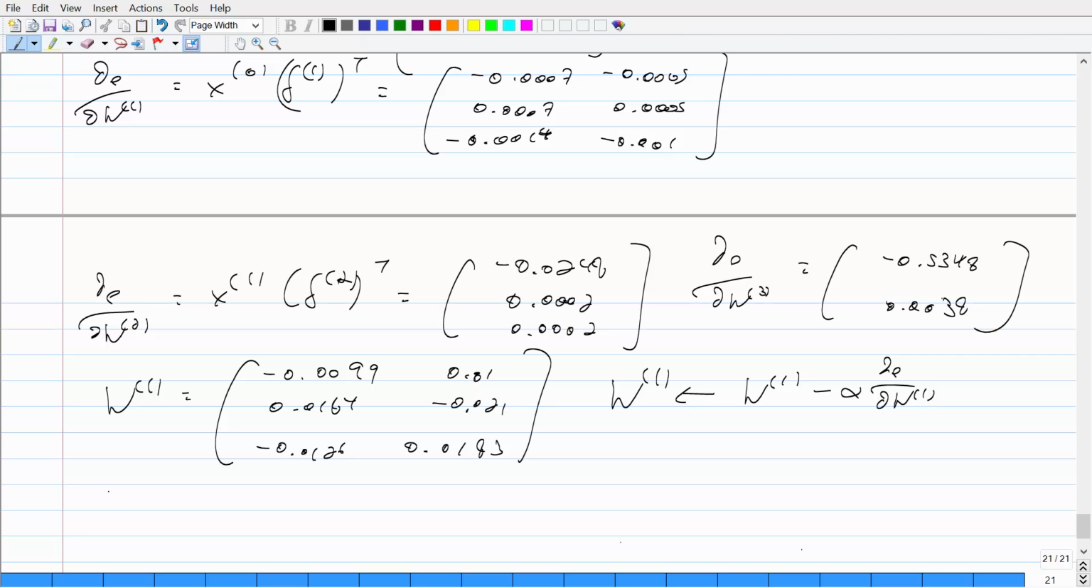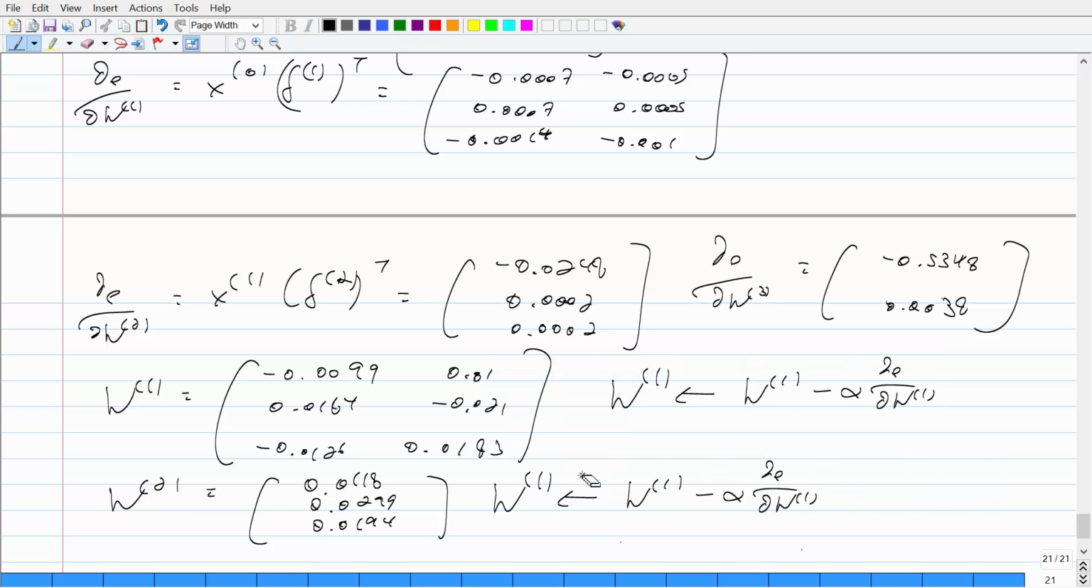So, let's just do that computation. Okay, so you get 0.0118, 0.0299, and 0.0194. Okay, again, just going to take this guy and do it for the second matrix. I'm just going to write that down for you, so you know what you're doing. Okay. And this is 2. And finally, we'll do the last one, and we're finished.